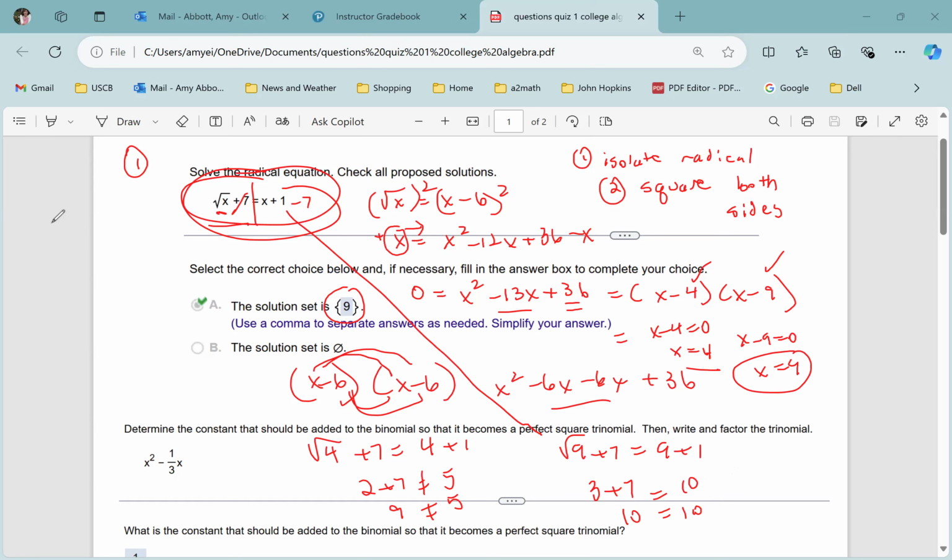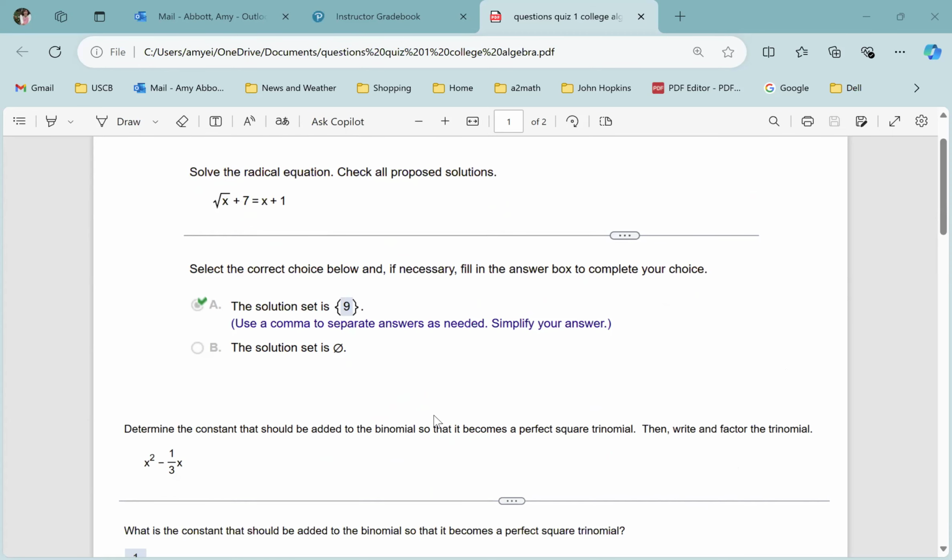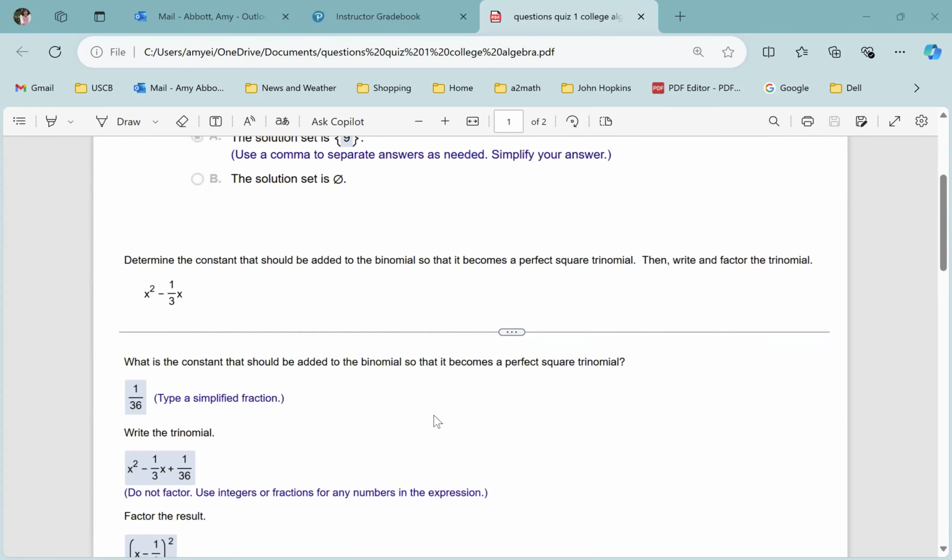All right, let's move on down here. Look at the next problem. Says determine the constant that should be added to the binomial so that it becomes a perfect square trinomial. So what you want to do is, step one, find the number in front of the x. It's in front of the linear x, the x that's to the first power. There's no power there, so it's a 1, not the one in front of x squared, the one in front of x. Find that number, take half of it.